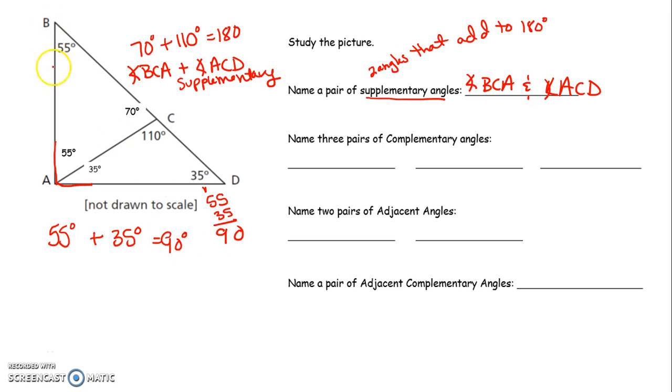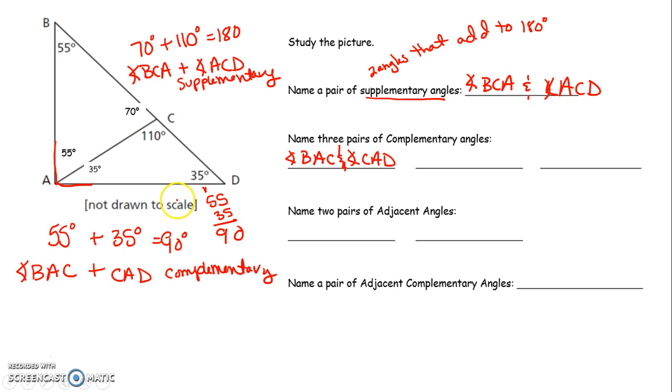So let's name that B to A to C, angle BAC, and angle C to A to D, CAD. Those add up to 90 degrees. Those are complementary. So I got my first complementary pair. Angle BAC and angle CAD are complementary. All right, come up with another pair.